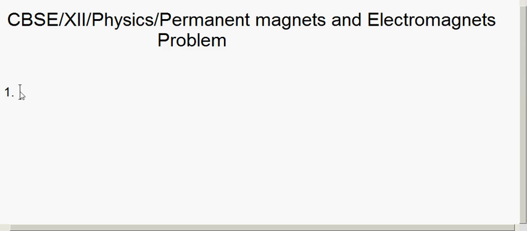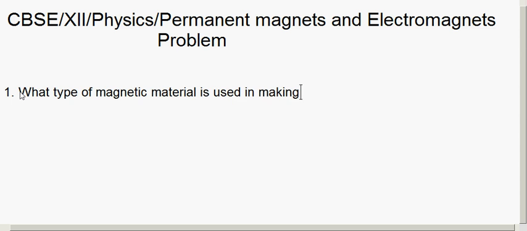What type of magnetic material is used for making permanent magnets? The first question is, what type of magnetic material is used in making permanent magnets? Just recall the properties which are required for making a permanent magnet. We know magnetic material with high coercivity is used for making permanent magnets. Example can be steel.